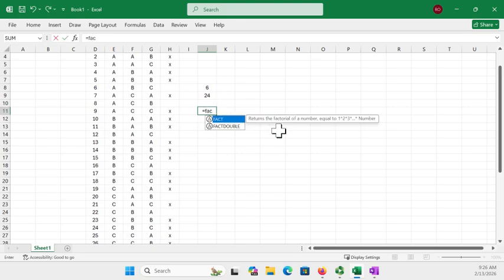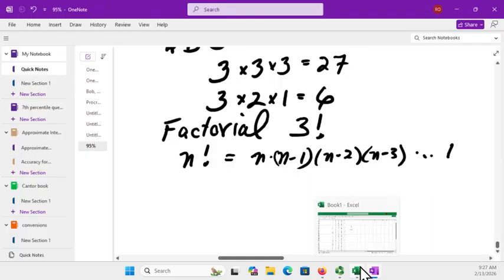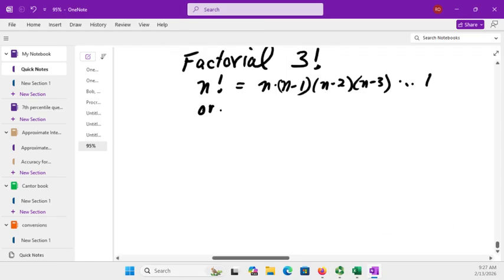Equals FACT 10. 10 factorial is a really big number. 3,628,800. That's a factorial. It is n times n minus 1 times n minus 2 on down the line. This is order matters, with no repeats.